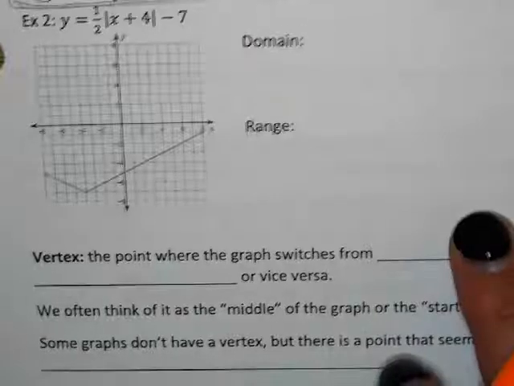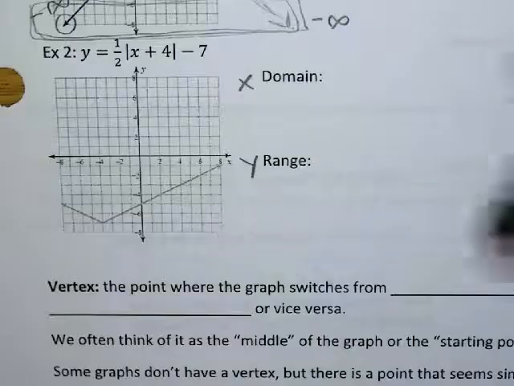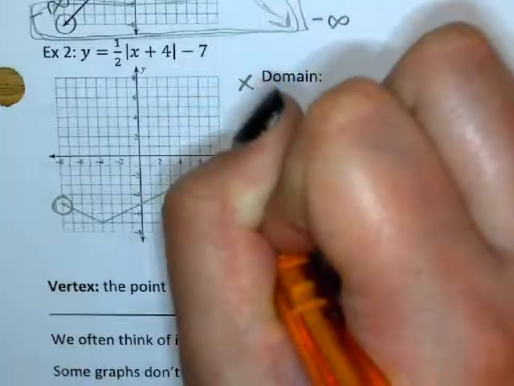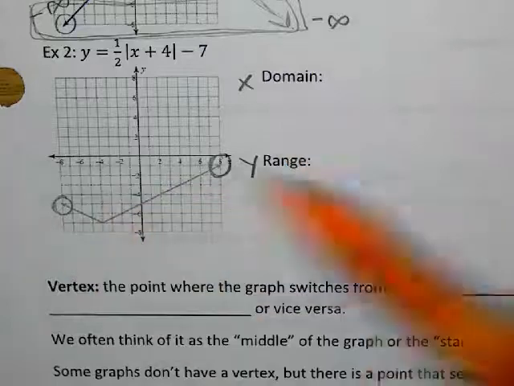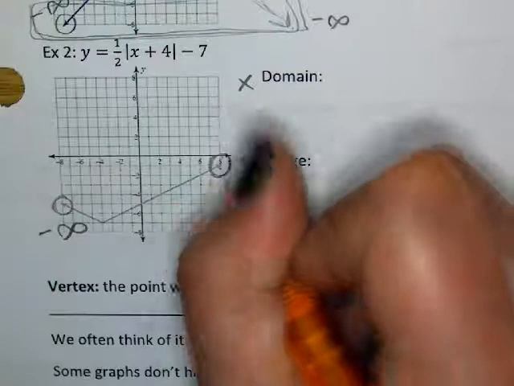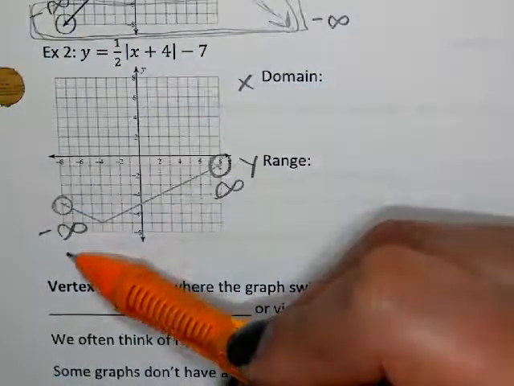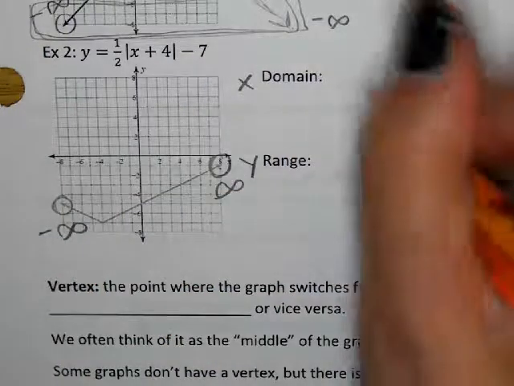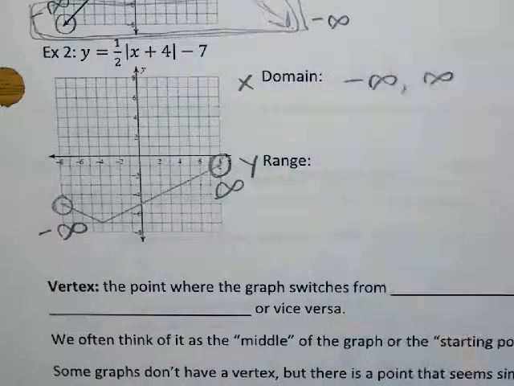So again, we are doing the domain and the range. That's x and y values. For the domain, we're going to look at arrows going to the left, arrows going to the right. So for this, we're going to go left to right. We have a left arrow, we have a right arrow. The left arrow is always going to be -infinity. The right arrow is always going to be +infinity. And so that means that the domain is from -infinity to +infinity, from left to right.